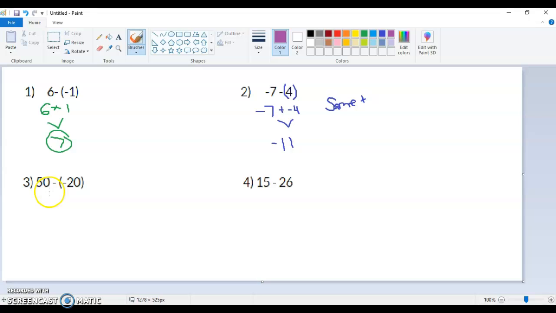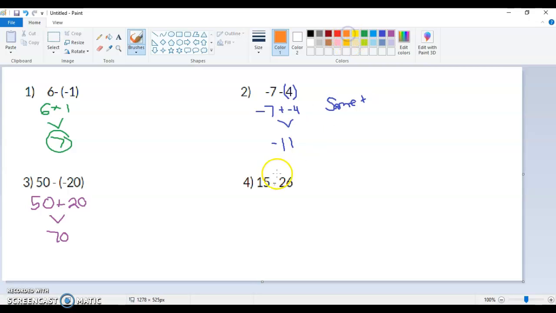Okay? Looking down here. We keep, change, we keep. We change, and we change. Okay, they're both positive, so I'm just going to add them. I'm going to get 70.